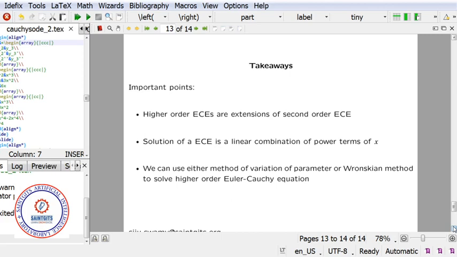So the Euler Cauchy equation is a special type of equation. We can reduce it into an ordinary differential equation. It may be in second order or higher order. Then we can use the same method for finding homogeneous solution and also for particular solution. So this is all about the solution of ordinary differential equation in the view of K2 syllabus.